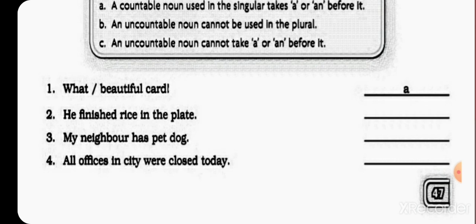Insert the article. So students, there are 4 or 5 sentences remaining in the exercise. Try these exercises yourself, and complete up to worksheet number 5 in your books.